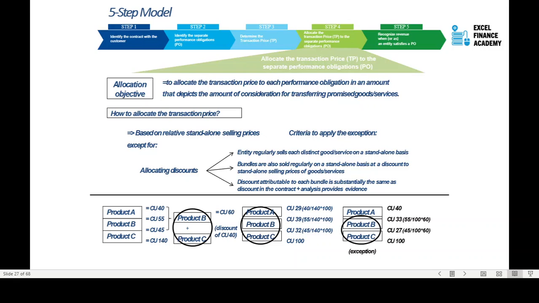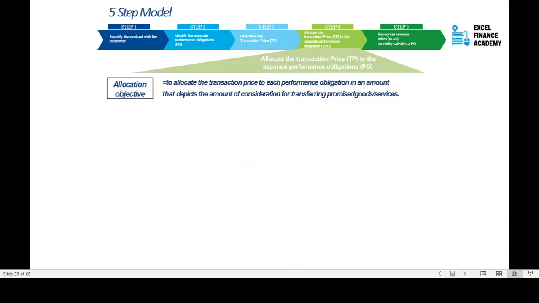But in case we have combined only products B and C and sold them for 60, which means we leave 40 for product A, the allocation would be different, and it would be 40, 30, and 27. So it depends on what is written in the contract. If nothing is specified, then it will go equally. If something is specified, and there is a specific amount mentioned for certain products, then the amount will be allocated only to those products, not to the entire range. So that is one way of allocating based on standalone price.